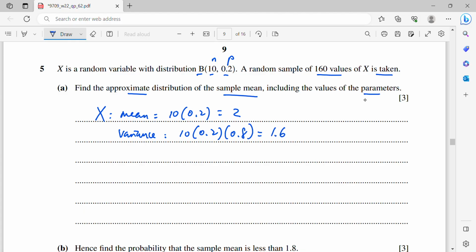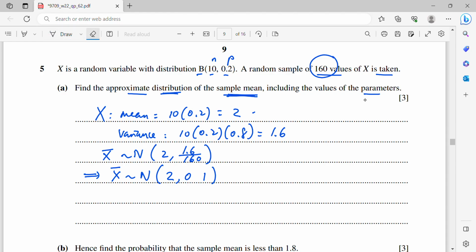But then you are given the sample size, which is 160. Now you need to find the distribution of the sample mean. The sample mean will be normally distributed with mean 2, and the variance is going to be 1.6 divided by 160. Which means X bar is normally distributed with mean 2 and variance 0.01. So that is the approximating distribution of the sample mean.